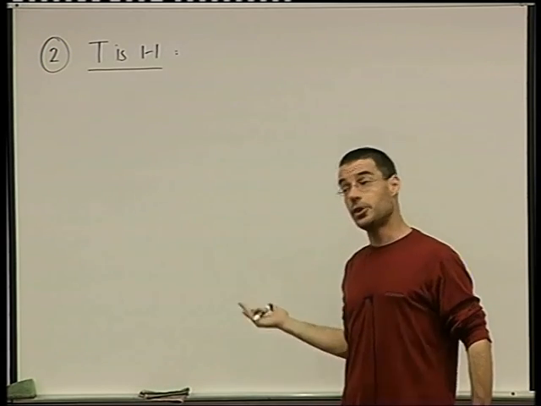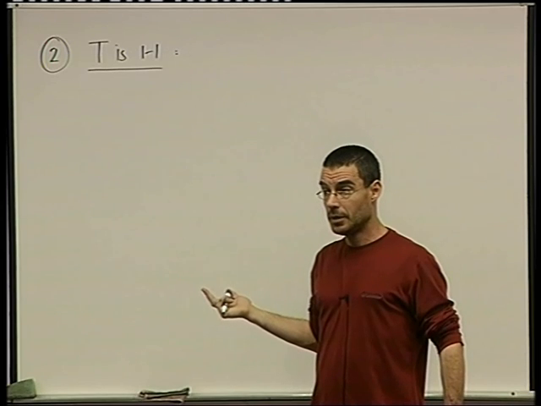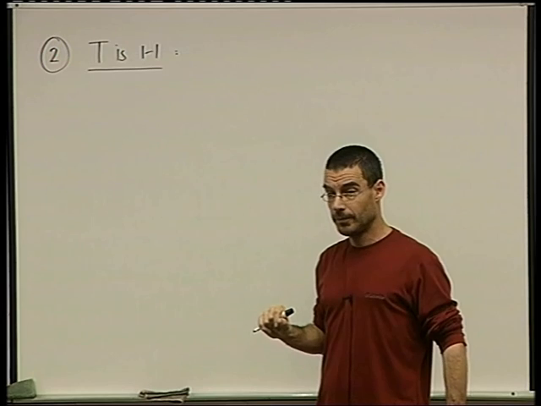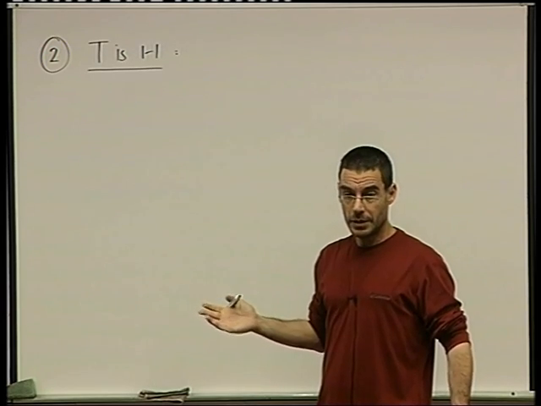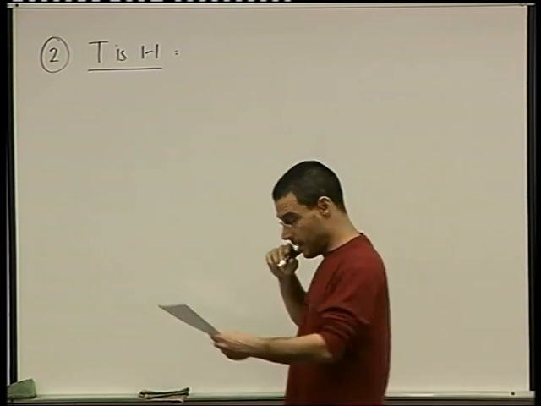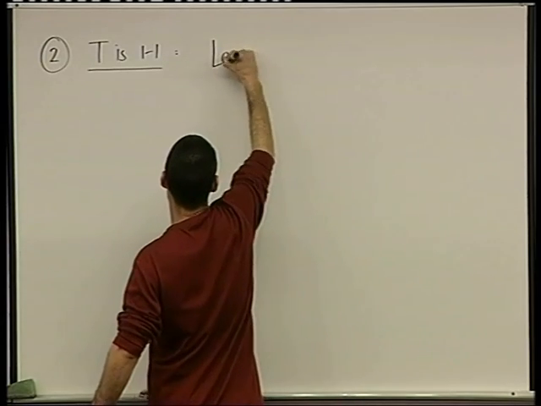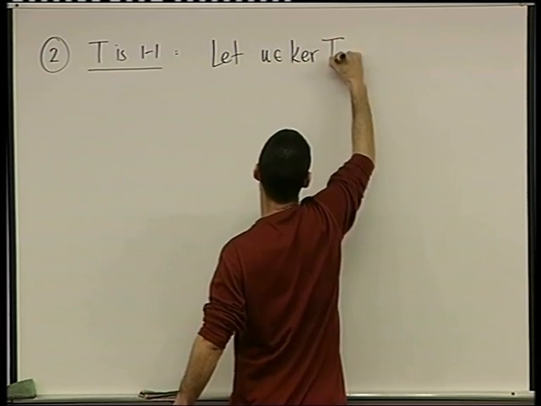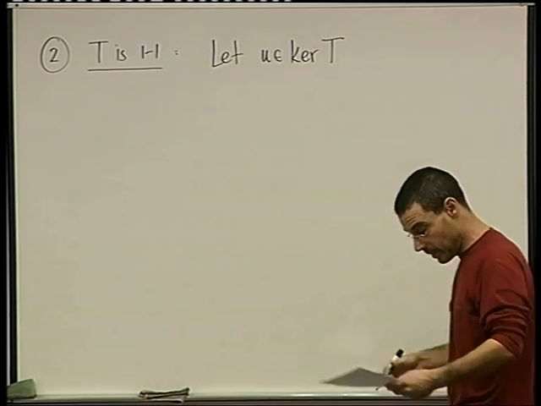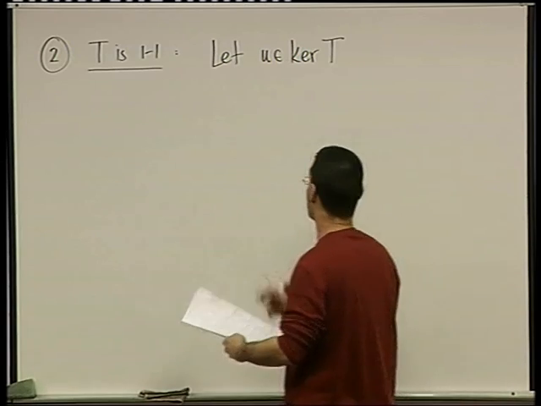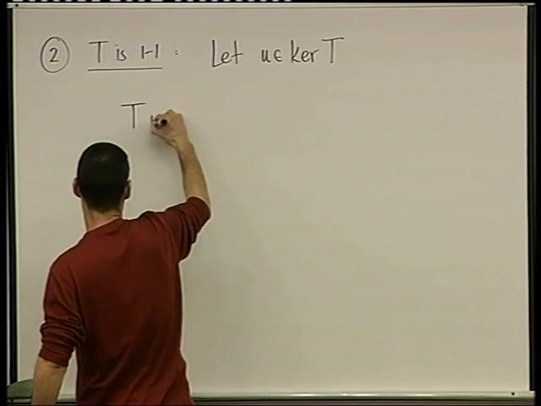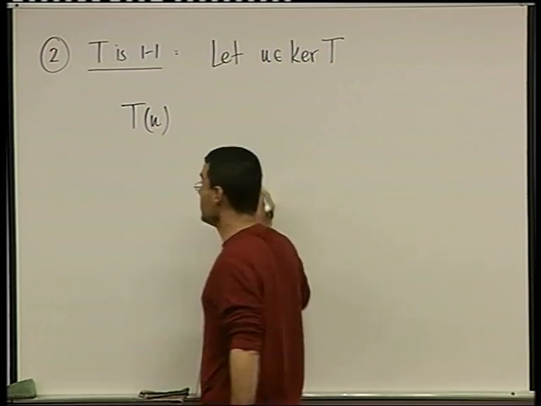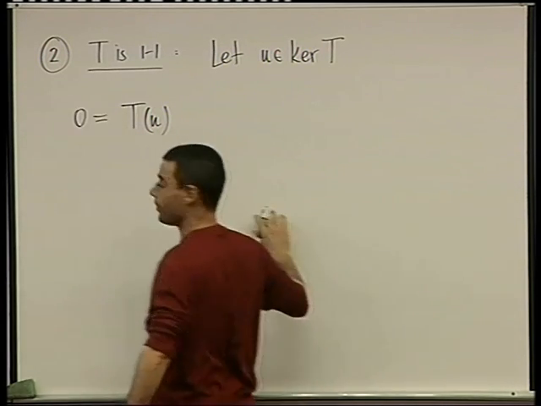Okay, so how do we show that the kernel is 0? We take somebody in the kernel and show that it's only 0. Okay, so let u be some element in the kernel. Okay? What does it mean that it's an element in the kernel? It means then that when we apply T to it, what do we get? 0. That's what it means to be in the kernel, right?